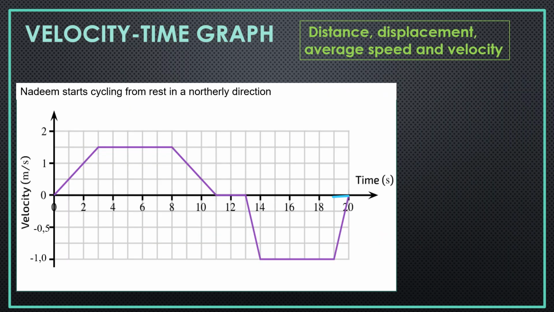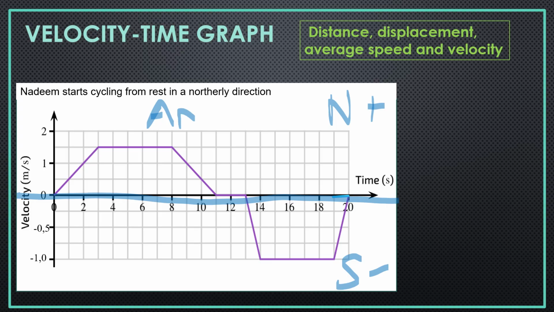We can also calculate the distance, the total displacement, average speed, and average velocity on a velocity time graph. So remember, Nadim starts cycling from rest in a northerly direction. Everything above the x-axis is north, and everything below the x-axis is south. Now, if you want to calculate the distance and displacement, we need to calculate the area under the graph. I'm going to repeat that. If you want to find either the distance or the displacement on a velocity time graph, you need to find the area under the graph.